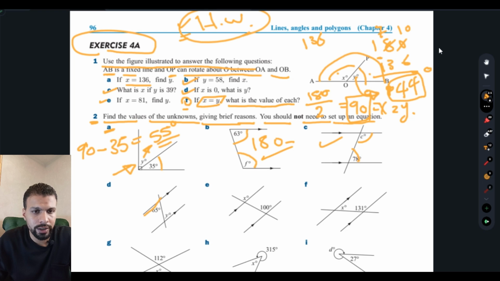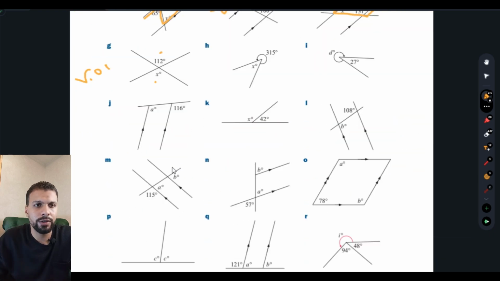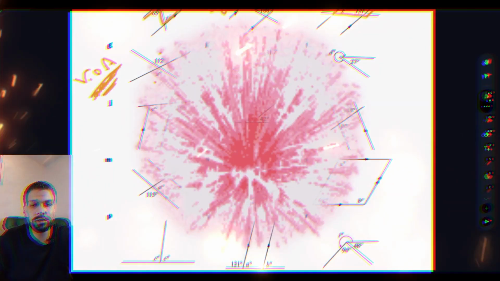This is alternate because I have the Z letters, so y equals 65. This is corresponding, then x equals 100. This is allied, equal 180 minus 131, and continue. So easy. Let's continue. We're solving quickly to solve all the exercise, but I want you to pause the video and solve it firstly, and to be good in math.